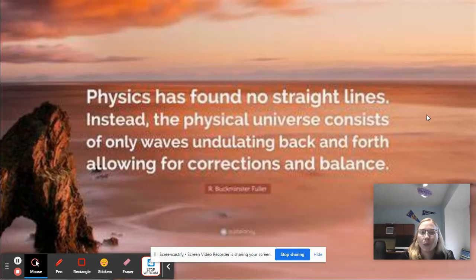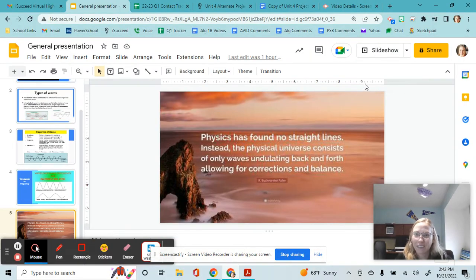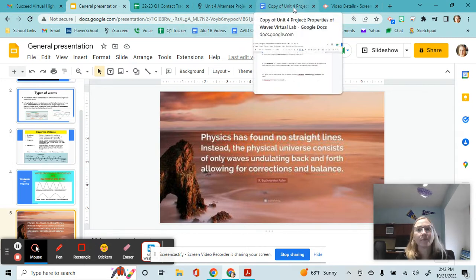So just a quick quote before we jump into our lab. Physics has found no straight lines. Instead, the physical universe consists of only waves undulating back and forth, allowing for corrections and balance. So that's something kind of crazy to think about. That light's a wave, sound's a wave, vibrations and everything around us, energy waves. But it's pretty cool, and it helps us understand everything around us. So that's why we're learning about it.